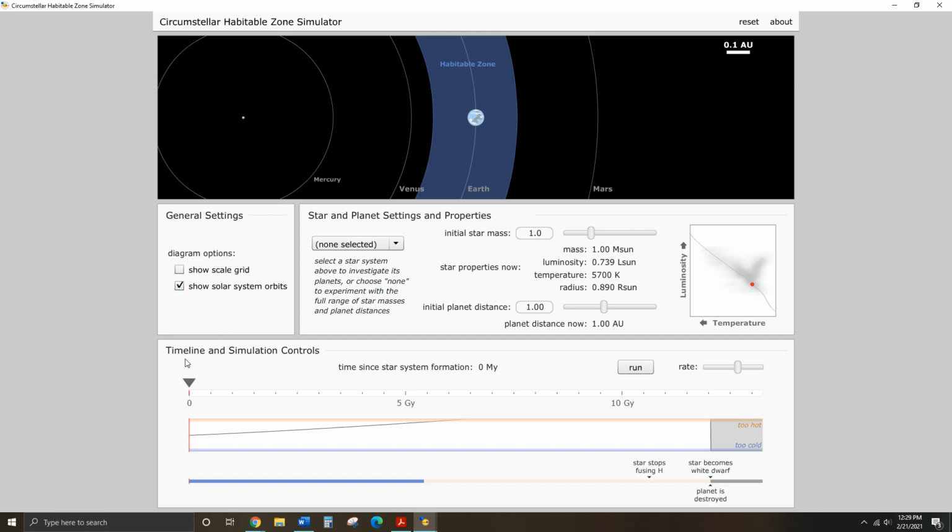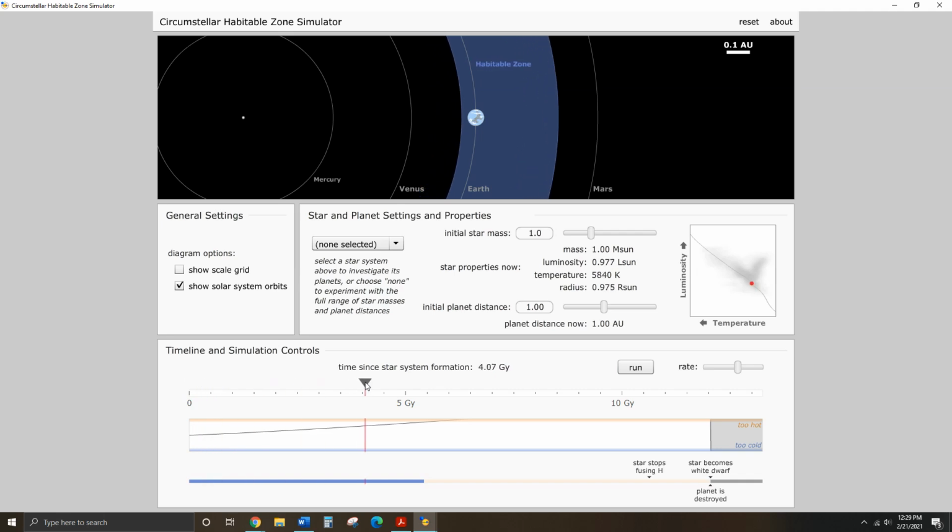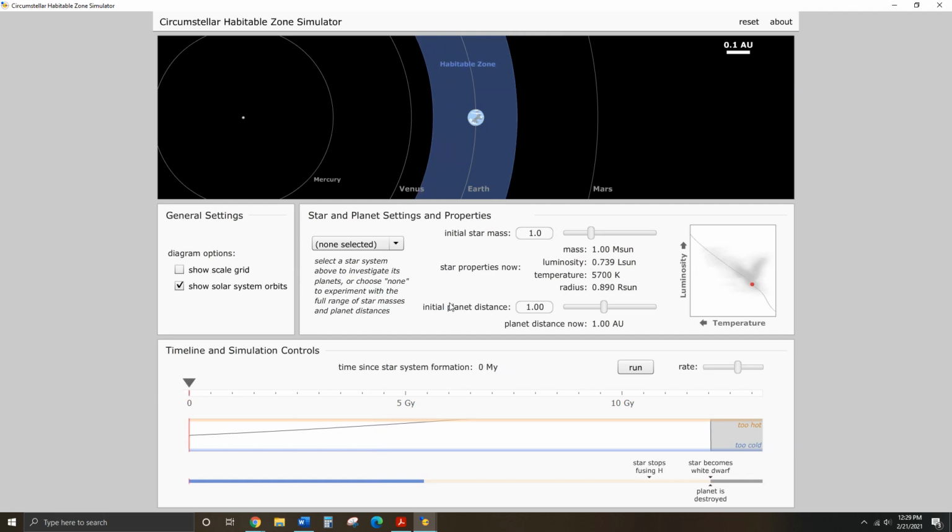Down here at the bottom, you'll see the timeline and simulation controls, where we can see time since the star system formation, 0 million years. So this is right when the sun formed. We can take this slider and move it around, and if we get up to about 4.6 billion years, the age of the sun as it is right now, then we get the luminosity to our modern levels. But we'll play with that time slider more as we move forward.